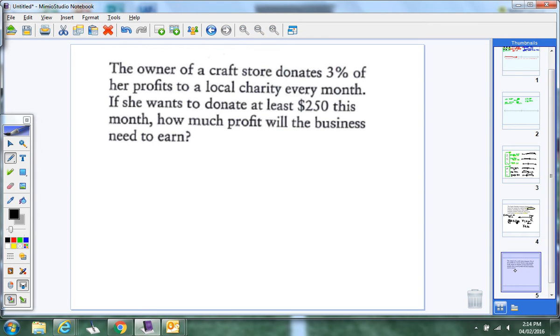I got one more here dealing with a word problem. The owner of a craft store donates 3% of her profits to a local charity every month. If she wants to donate at least, there's your inequality statement, and 3% is also so important, at least $250 this month, how much profit will the business need to earn? So at least means she wants to donate 250 or more. Therefore, we're talking greater than or equal to, which we should be familiar with now for at least.